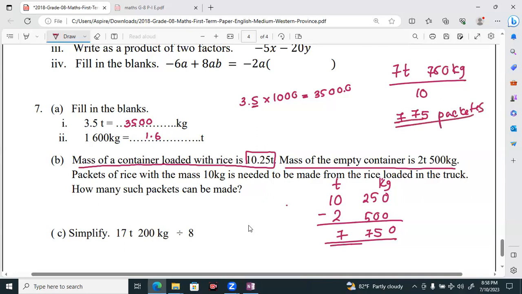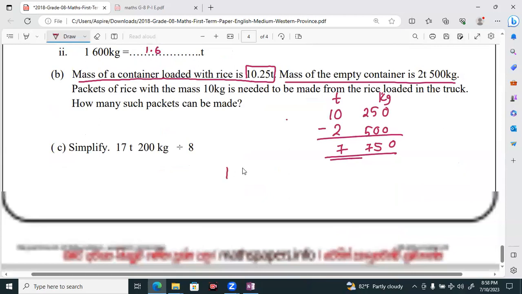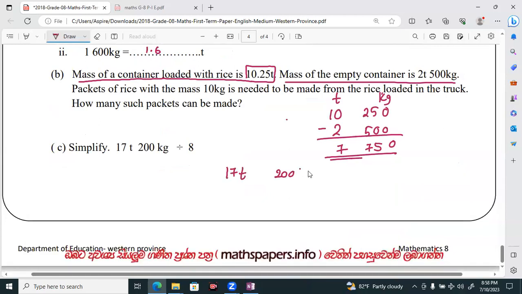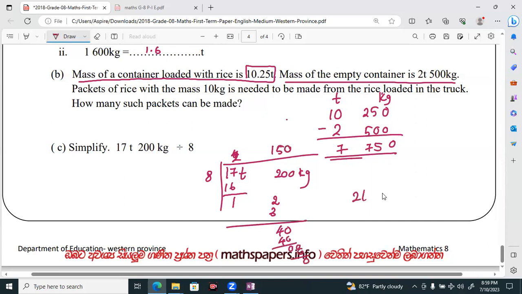Then here it is given to simplify 17 tons 200 kilogram divided by 8. It is 4 times 8. Oh, sorry, 2. 2 times 8, 16. 1. Then take this. How many 8s within 12? 1 times 8 is 5. 5 times 8, 40. That means the answer is 2 tons and 150 kilogram.